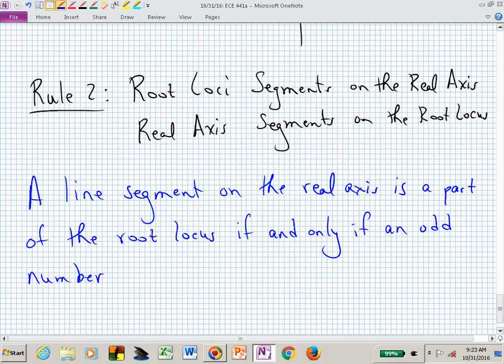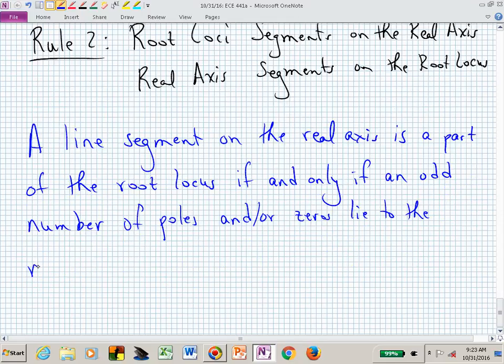If and only if an odd number of poles, and this confuses people. I say and or zeros because sometimes we don't have zeros, so I'm just going to say and or zeros lie to the right of the line segment.